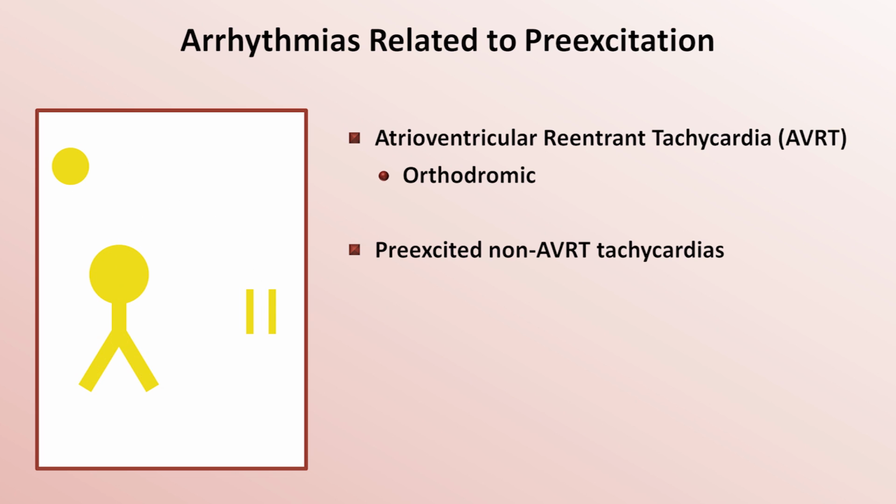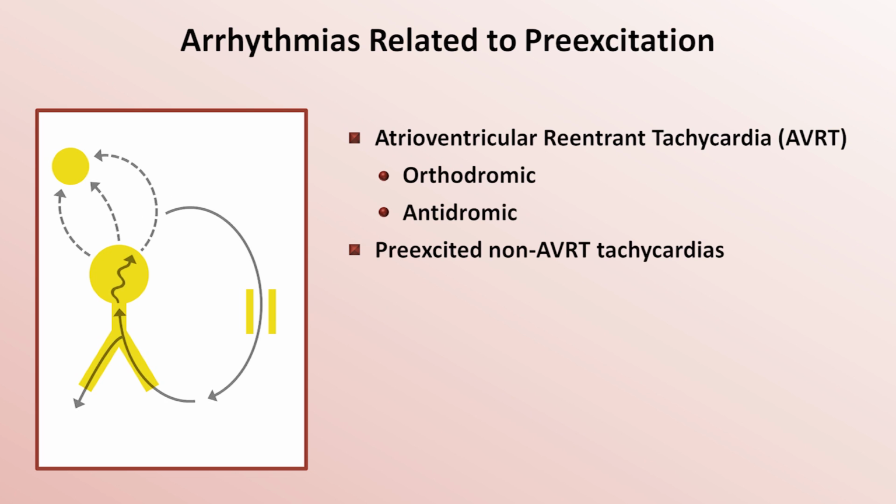The second type of AVRT is antidromic. In this situation, the impulse moves down the accessory pathway and backwards up the His-Purkinje system and AV node. P waves in antidromic AVRT are typically retrograde. Both forms of AVRT are typically triggered by premature beats. You may think that these two subtypes are quite similar, but they actually look very different on EKG. Let's look at some examples.